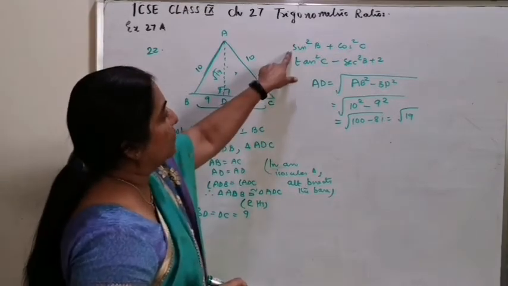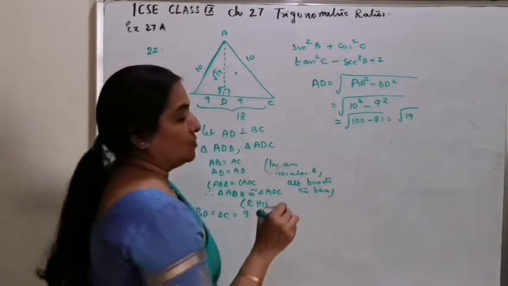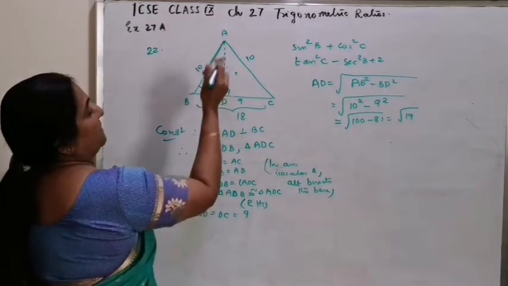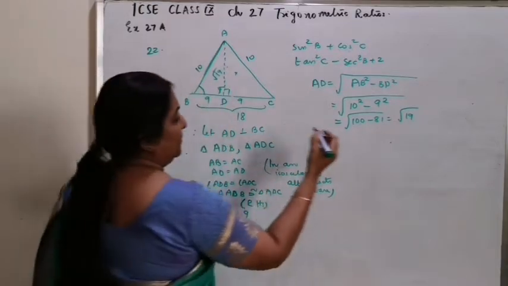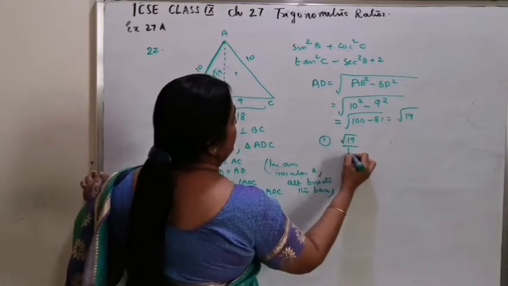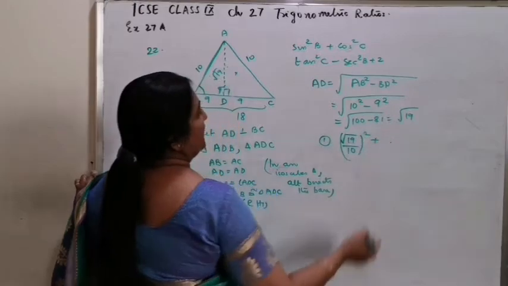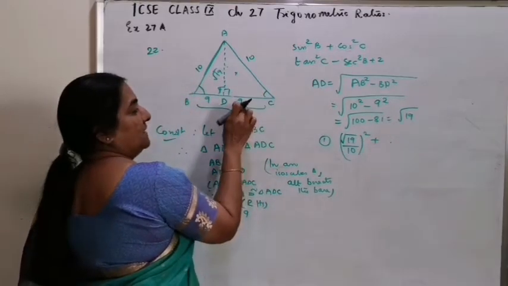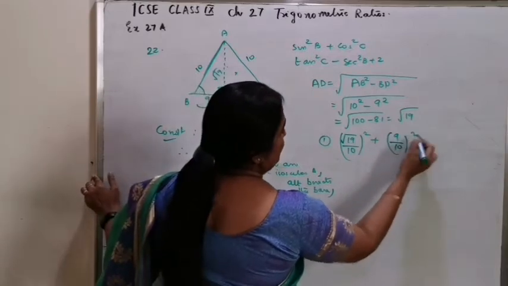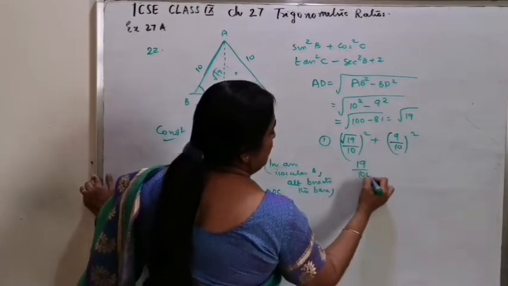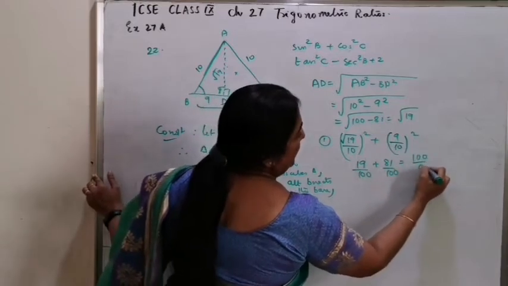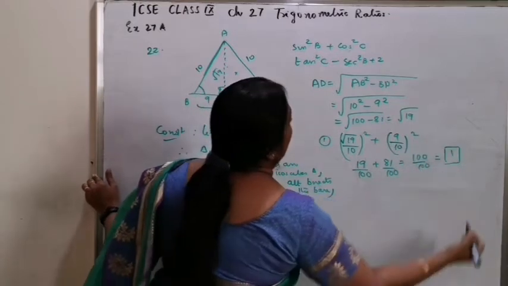Now you have to find out what is sine square B plus cos square C. Sine square B is perpendicular by hypotenuse, that is, root 19 by 10, the whole square, plus cos square C, that is base by hypotenuse, 9 by 10, the whole square. That is 19 by 100 plus 81 by 100, 100 by 100, which is equal to 1.